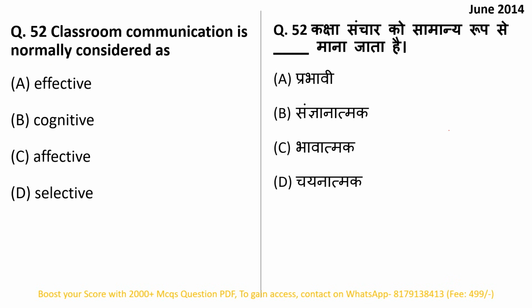Classroom communication is considered as effective, cognitive, affective, or selective. The right answer is option A, effective. Classroom communication is something that takes place between a student and a teacher. In this, the teacher should understand the various needs of the students. In effective classroom communication, there should be best teaching methods and strategies. There should be two-way communication. Teachers should use technologies, and there should be a feedback mechanism, very important. So that is called effective classroom communication.